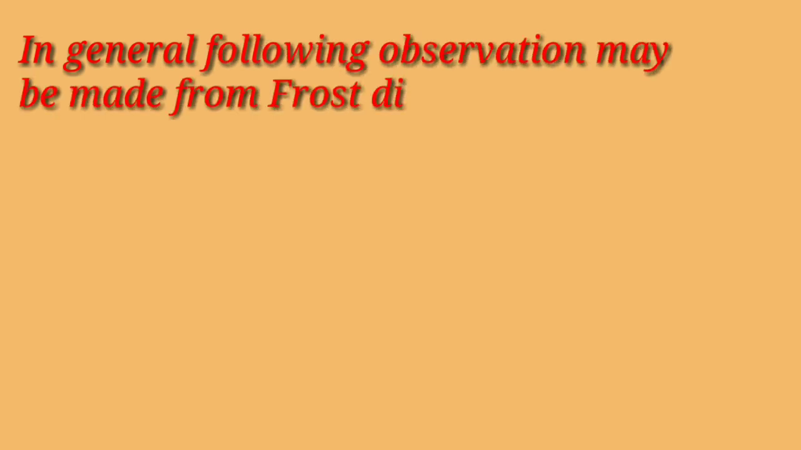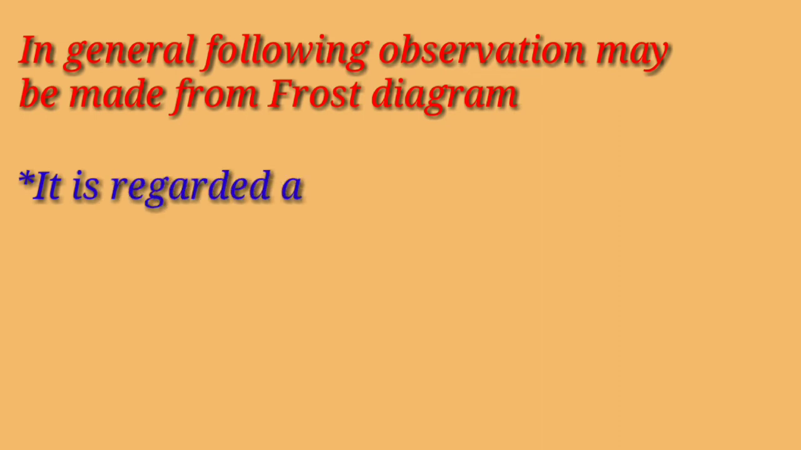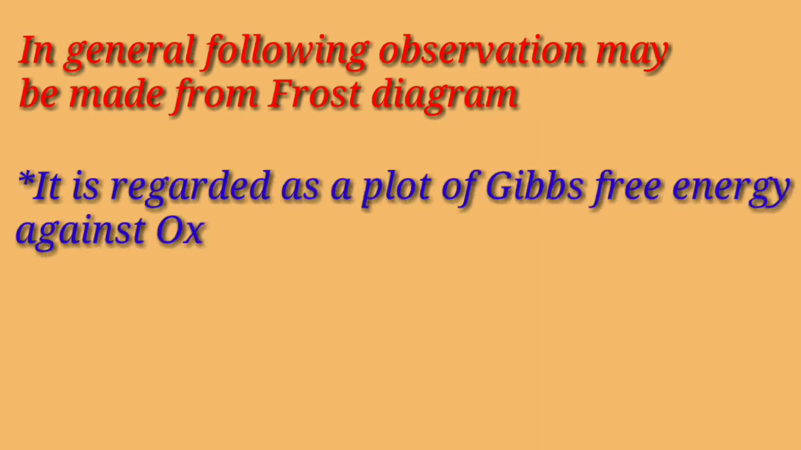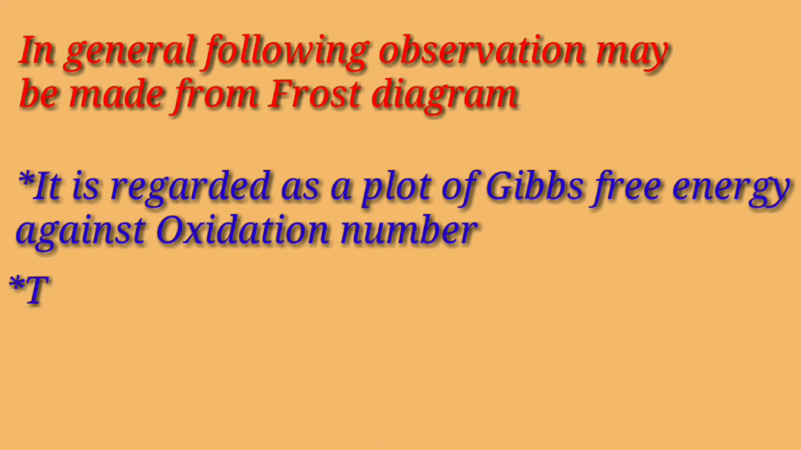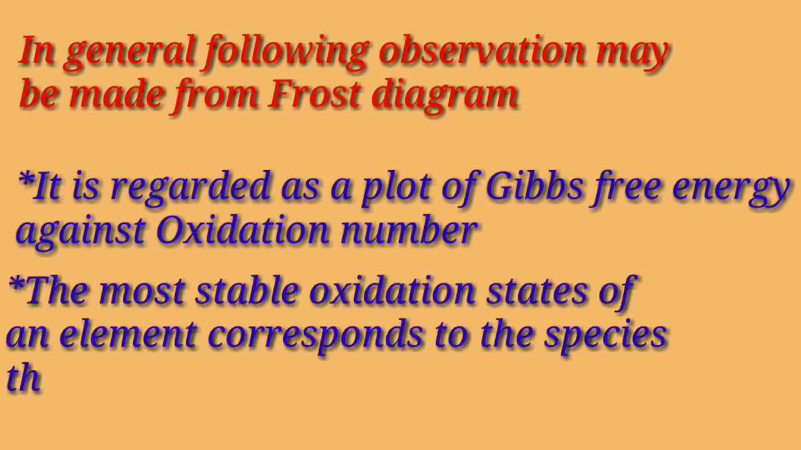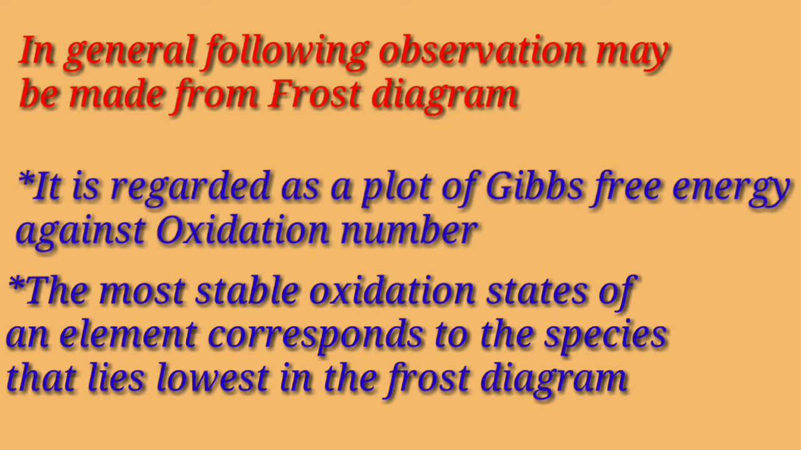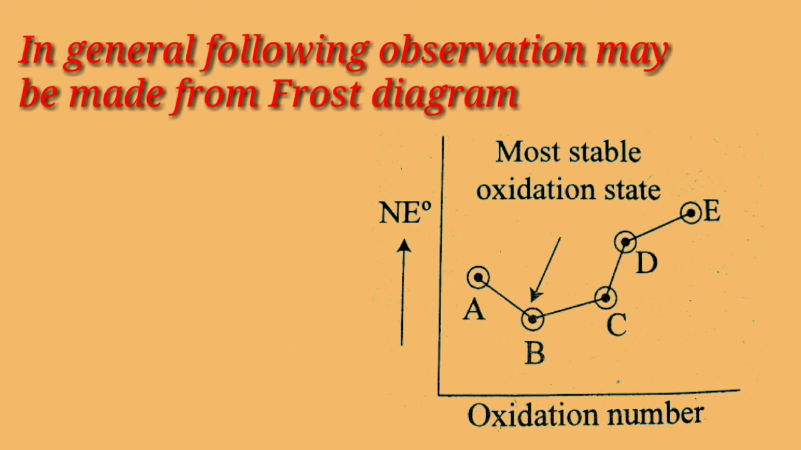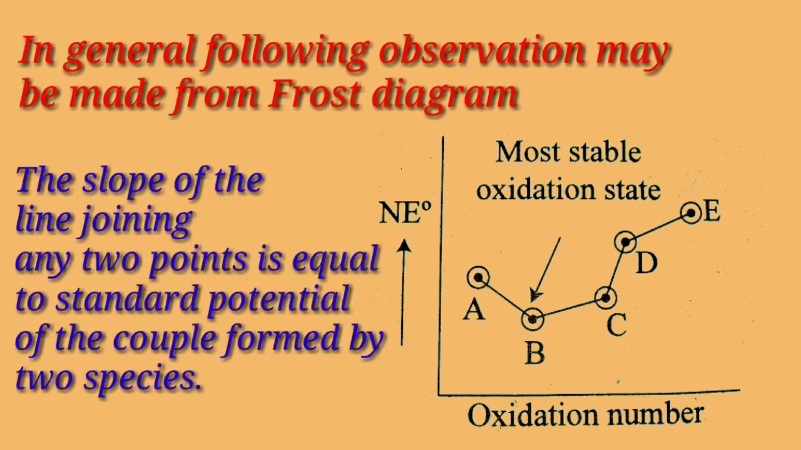In general, the following observations may be made from Frost diagram. Frost diagram is regarded as a plot of Gibbs free energy against oxidation number. Therefore, the most stable oxidation state of an element corresponds to the species that lies lowest in the Frost diagram. For example, the most stable oxidation state in a Frost diagram shown corresponds to point B. The slope of the line joining any two points in the Frost diagram is equal to the standard potential of the couple formed by the two species represented by the points.